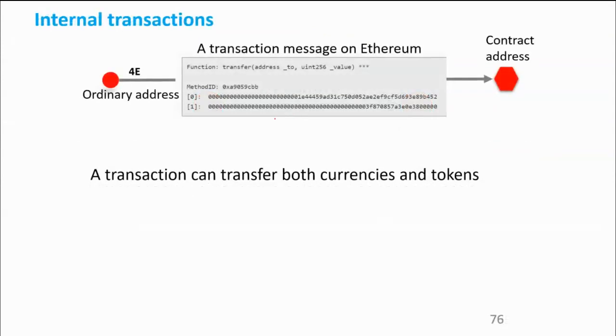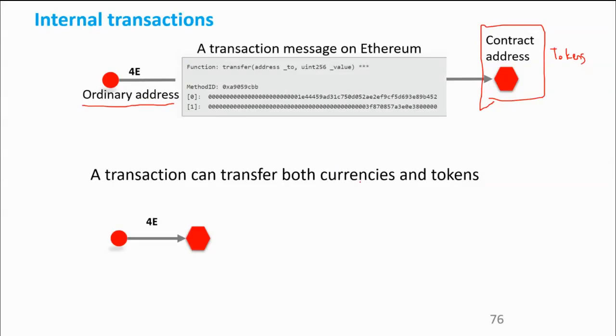In internal transactions, there is an ordinary address that is the owner of a token, and there is a smart contract address that is kind of like a bank address, and the bank contains all the money, which are the tokens. Okay. And a transaction can transfer both currencies and tokens, but in internal transactions, let's say an address A is sending 4 ethers to the smart contract address to buy some tokens.